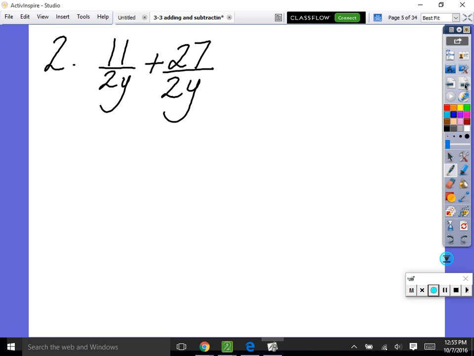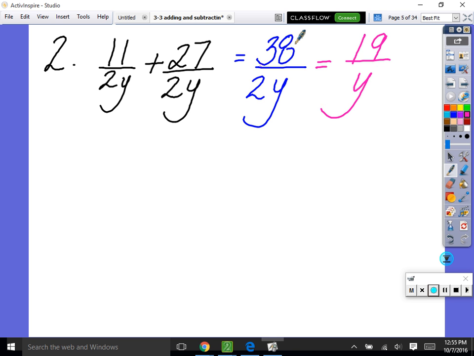Number 2. Do we have a common denominator? Yes. So now we're going to add straight across and we get 38. And on bottom we have 2 y's. Now you would look and say, can I simplify that? That's what we learned how to do last time. Yes. 38 and 2 do simplify. You can simplify multiplication. So wouldn't that become 19 over y? That becomes a 19. That becomes a 1. Does everybody feel good? Okay, pretty easy.